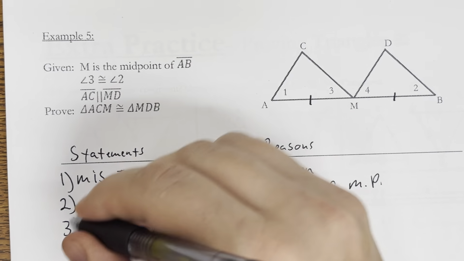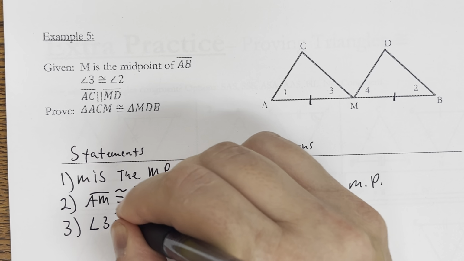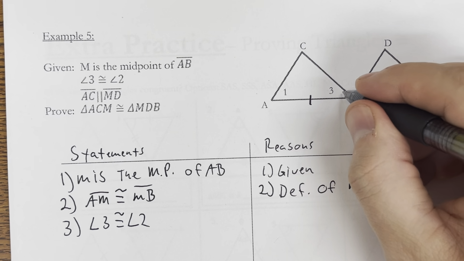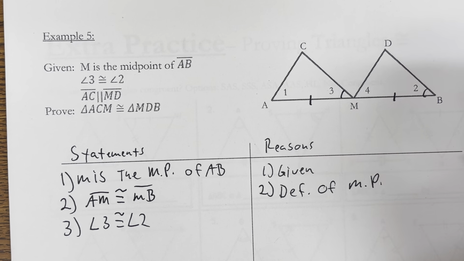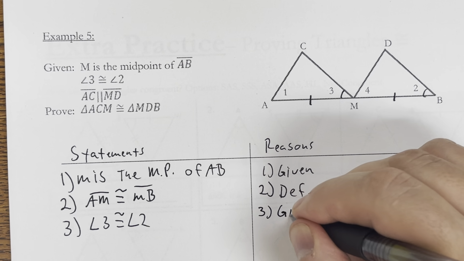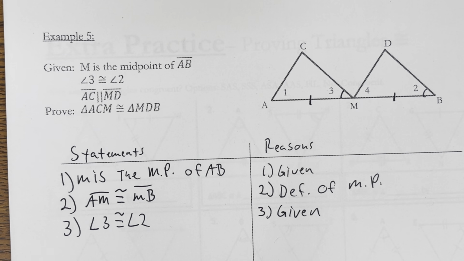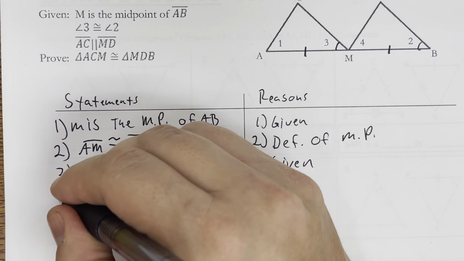So step 3, just congruent angles. Angle 3 is congruent to angle 2. I do need to mark it. Angle 3, angle 2. That's a given. There's nothing else I can do with that, so I'm moving on. Next step, step 4.